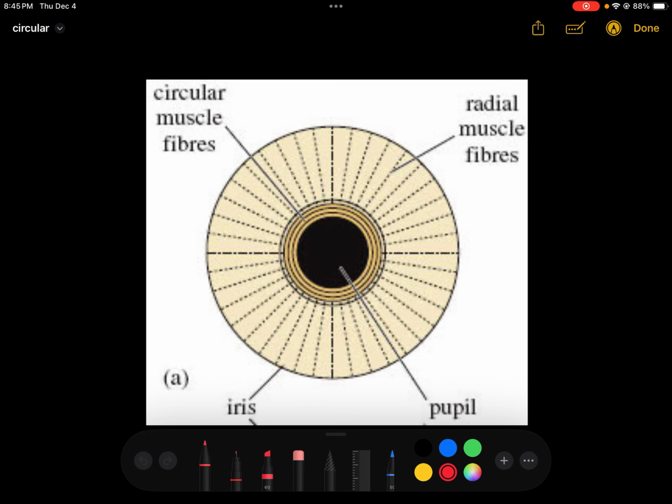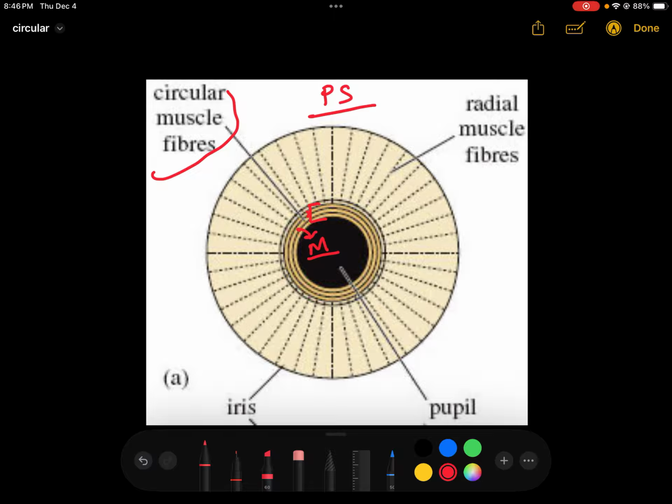Mode of action of parasympathetic mydriatics. These drugs bind with and block the muscarinic receptor of the circular muscles of the iris. These are the circular muscles of the iris. These drugs bind with and block the muscarinic or M receptor of the circular muscle of the iris.